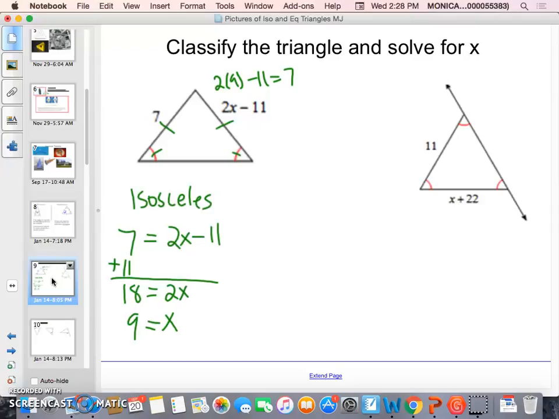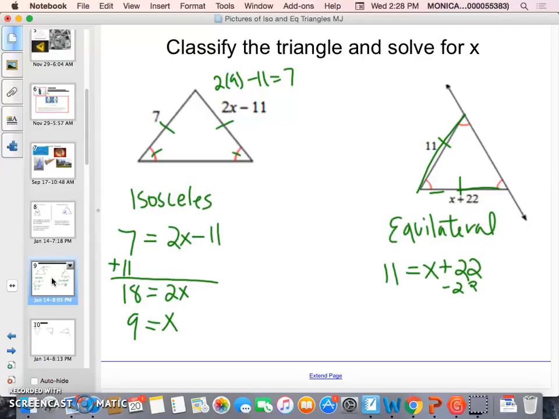And over here I have what I call an equilateral triangle. And I know it's an equilateral triangle because all my sides and all my angles are congruent. So therefore, again, I can say 11 equals x plus 22, because if I know this side, I know the other side is equal to it. Just subtract 22 from both sides, and I get negative 11 equals x. And if I plug that in here, negative 11 plus 22, it's also 11. So I have solved that correctly.